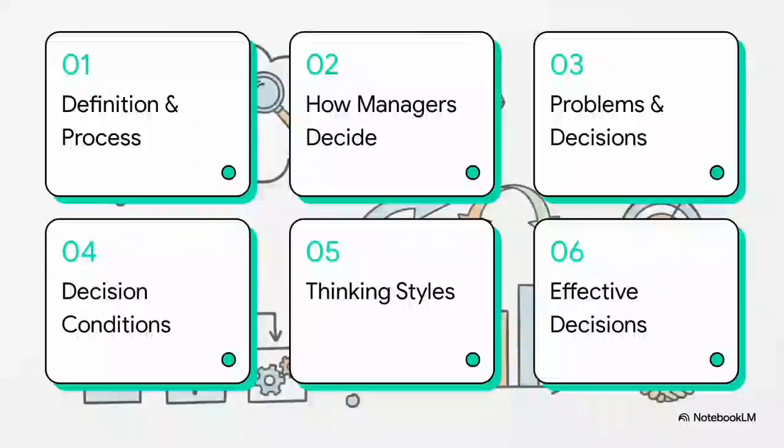Okay, here's our roadmap. We're hitting 6 main sections: core definition and process, 4 ways managers decide, types of problems and decisions, decision-making conditions, thinking styles, and finally, effective decisions today. This exact structure, it's literally the toolkit you'll be using daily in your administrative roles. Let's unpack these together so you can really see the real-world application of every single concept.